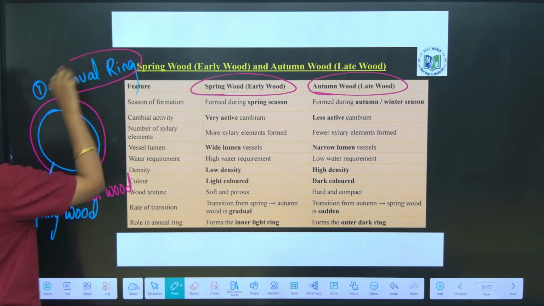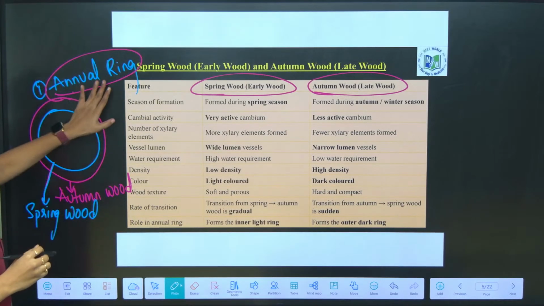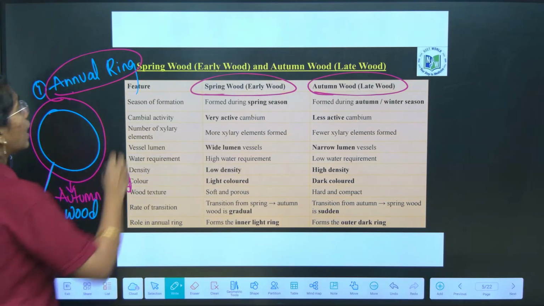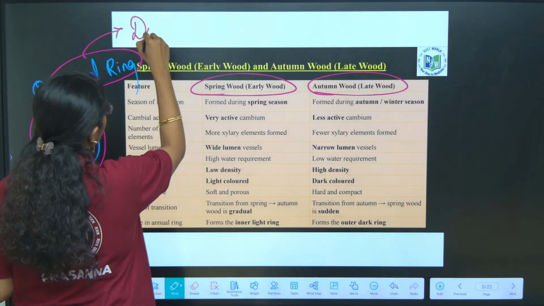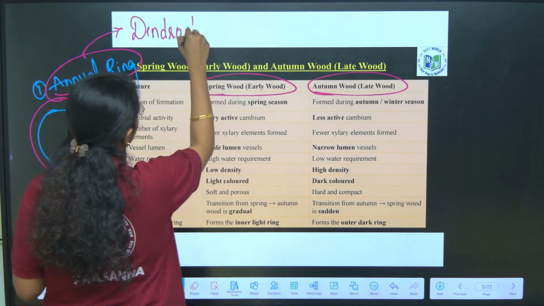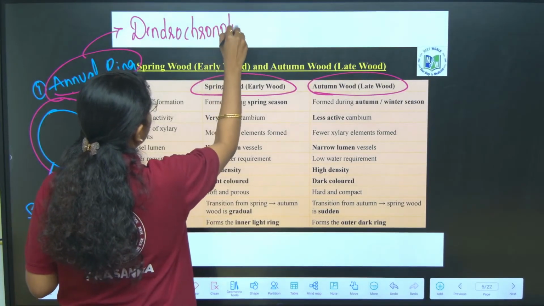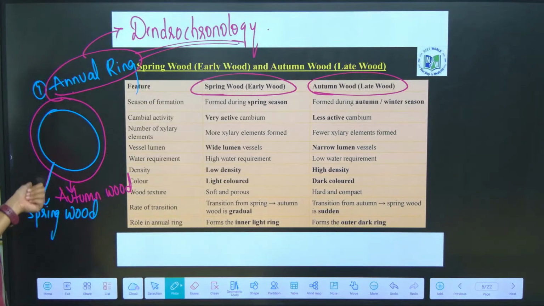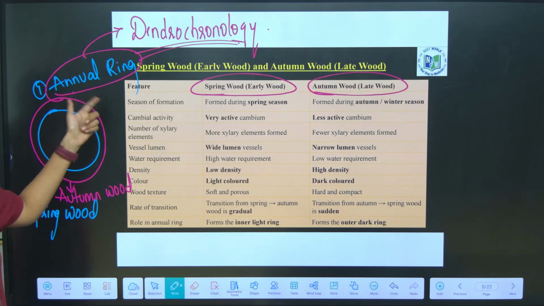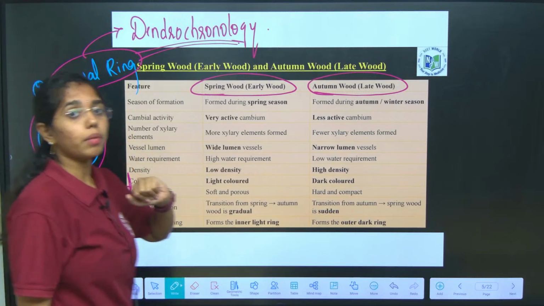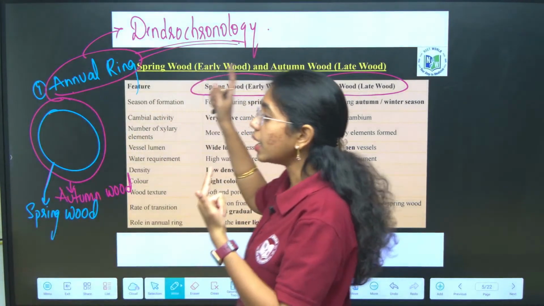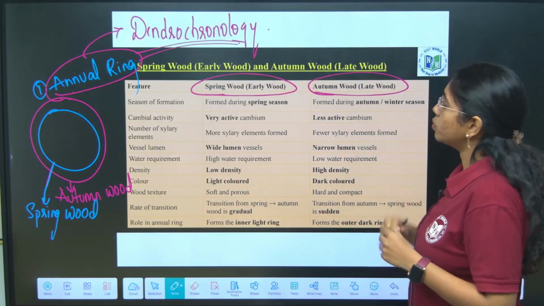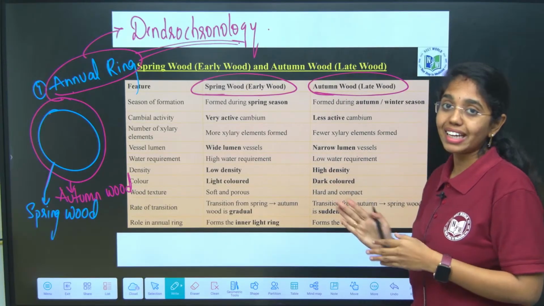Clear, right? So, based on the number of annual rings formed, we can count the age of the plant, and that concept is known as dendrochronology. So, this concept you have to be clear with. One spring wood and one autumn wood will form one annual ring. Based on the number of annual rings formed, you can count the age of the plant, that is dendrochronology. So, here you see spring wood or early wood and autumn wood or late wood. The differentiation should be very clear.